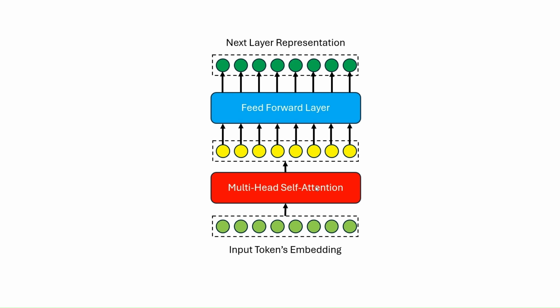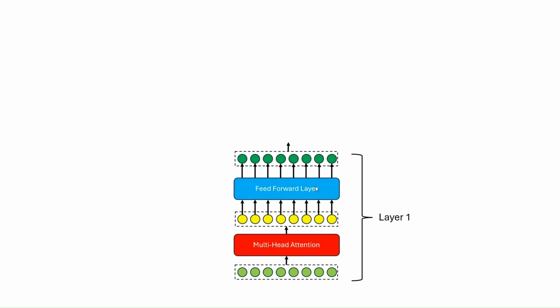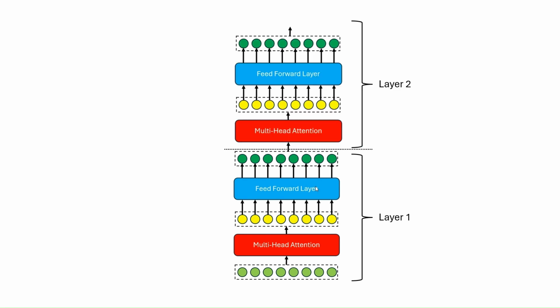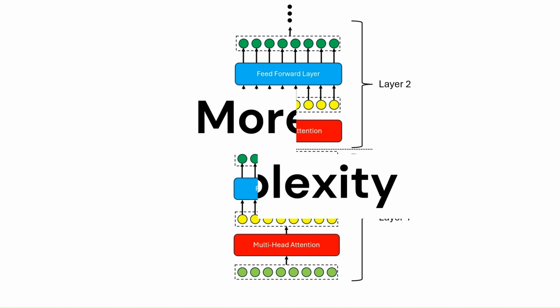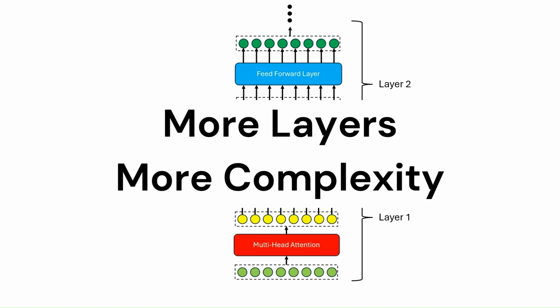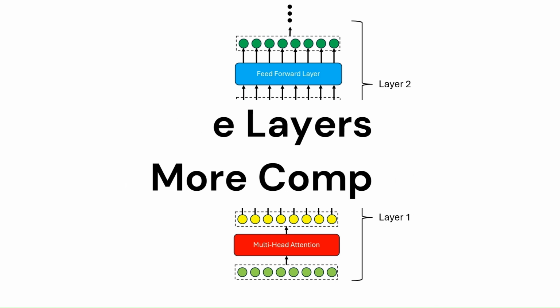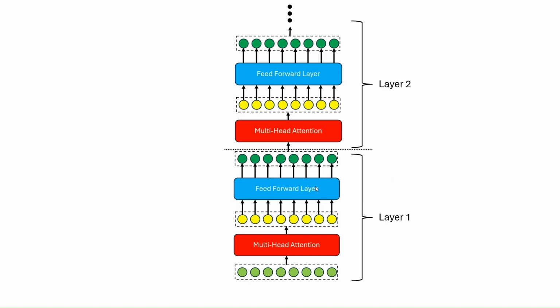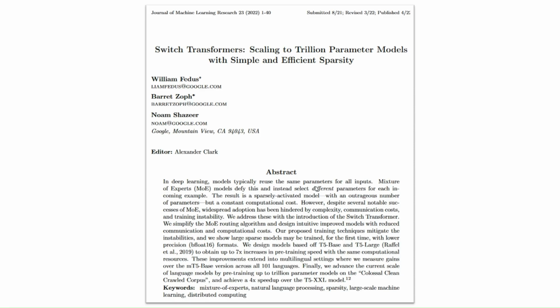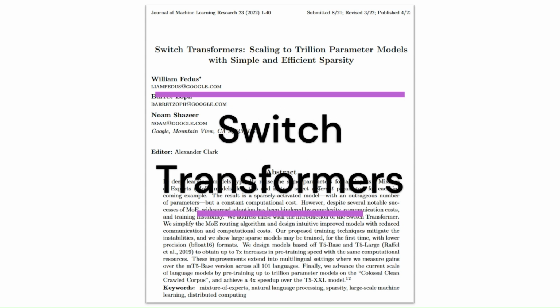Note that in a transformer, we can connect several transformer layers to increase its capacity. These layers are connected together serially. In the original transformer, we have 6 transformer layers. However, if we increase the number of layers, the complexity of the model increases significantly. But, is there any way to increase the capacity of the model without changing its complexity? In this paper, which was published in 2022, the authors introduced the concept of switch transformers to answer this question.